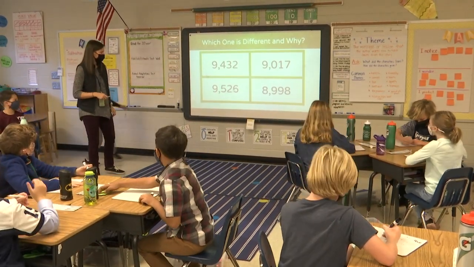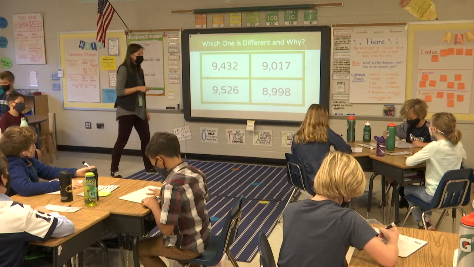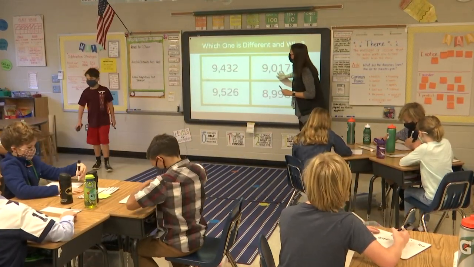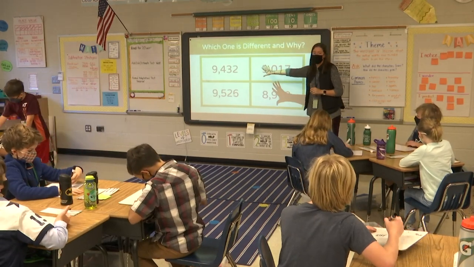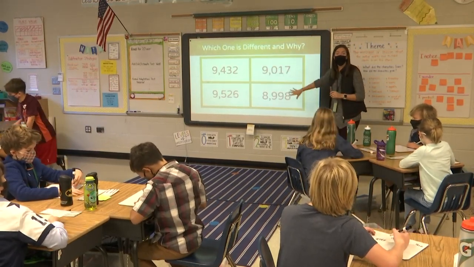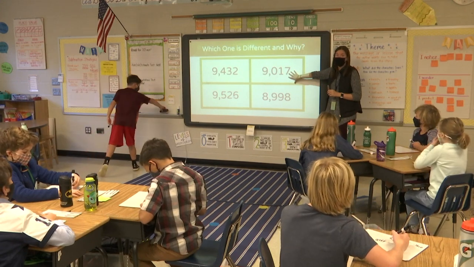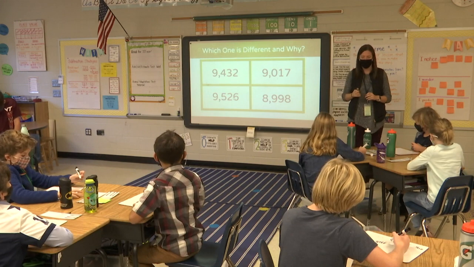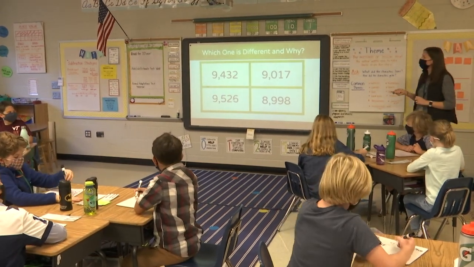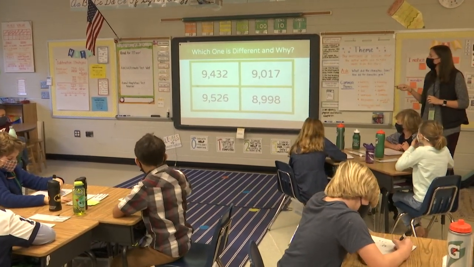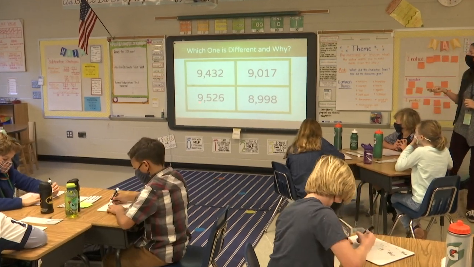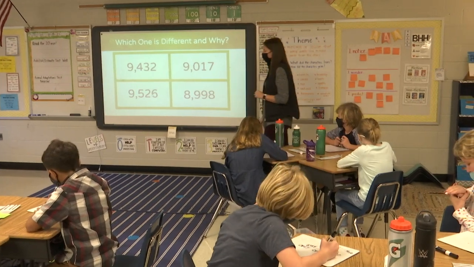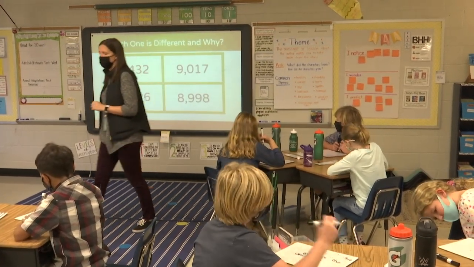Four digits. While you're thinking about this one, what we're going to do next is I'm going to give a blank which one is different to your table, and your table is going to make your own. Yes, Henley, your own. So let's get inspired with some ideas. We have 9,432, 9,017, 9,526, 8,998. Let's take about 30 seconds to think about that one.